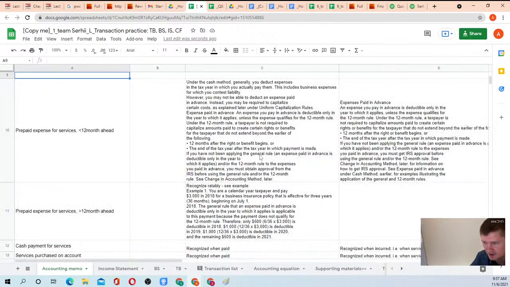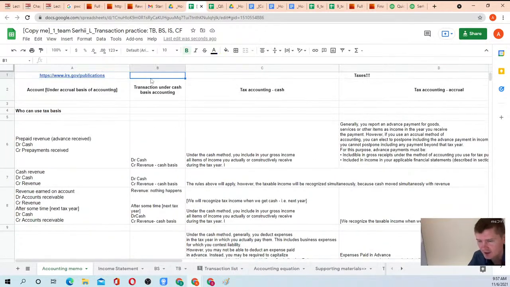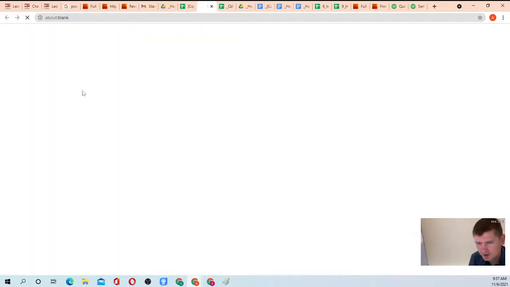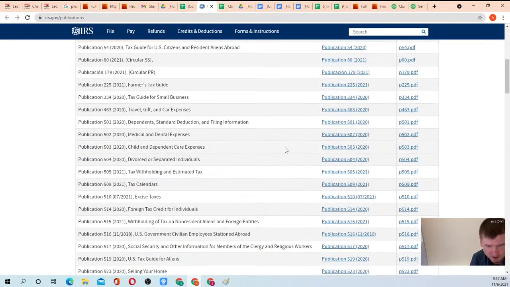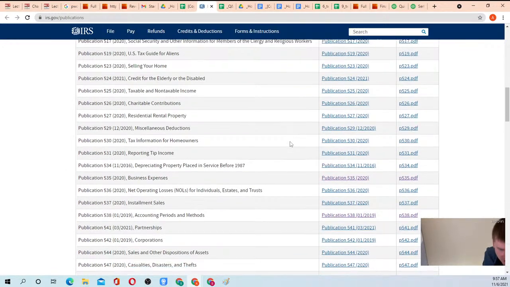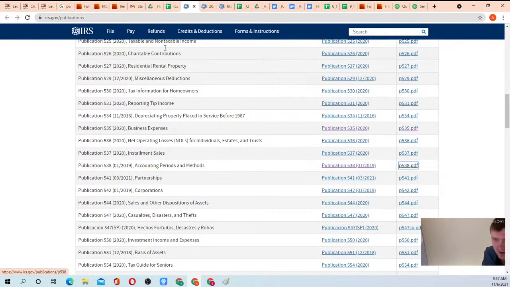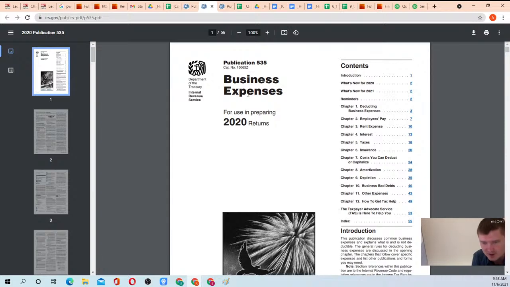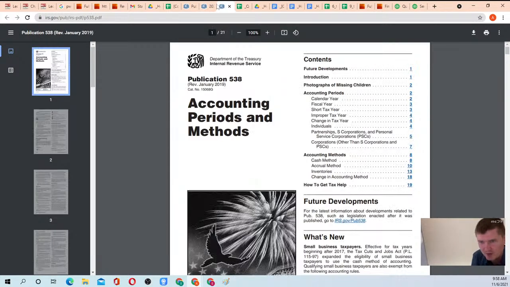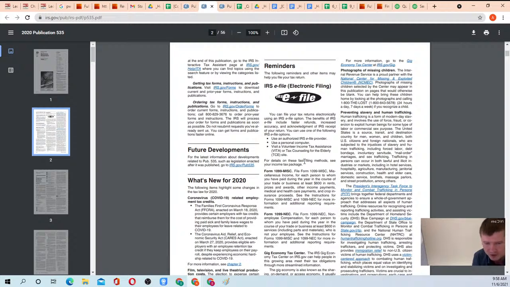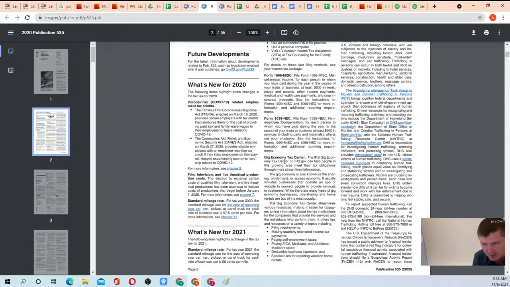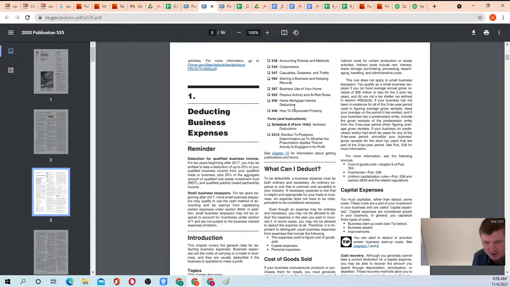I advise you, because this is a good exercise, to make you familiar with Publications 535 and 538. To make you familiar with the IRS documentation. It's a bit hard to read, but the only way to learn to read it is to just read it. I mean, there is no other way. Maybe you can find some book which would be more user-friendly than that format and provide you with more examples.